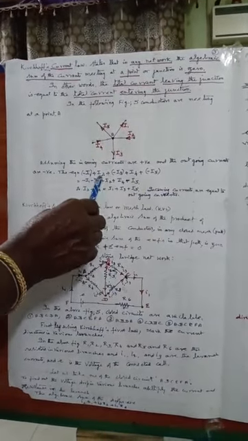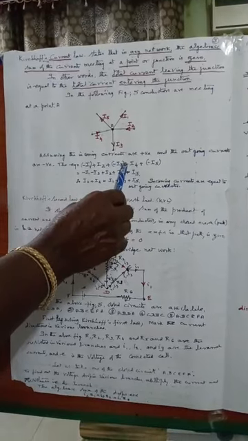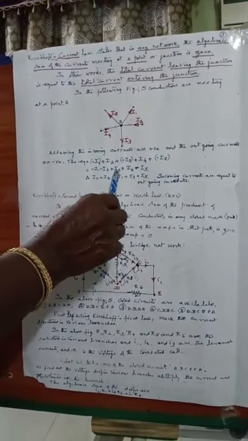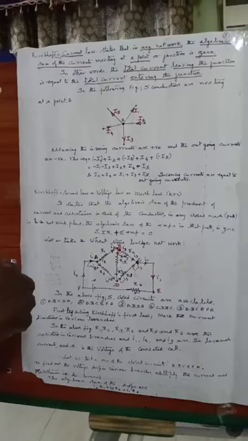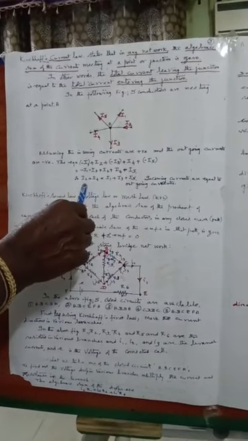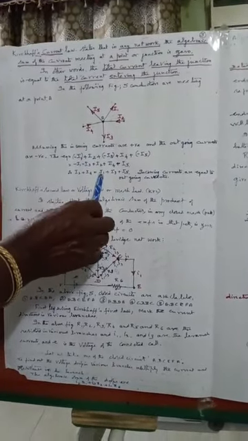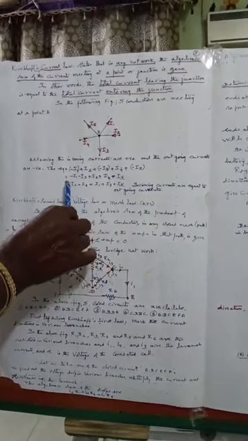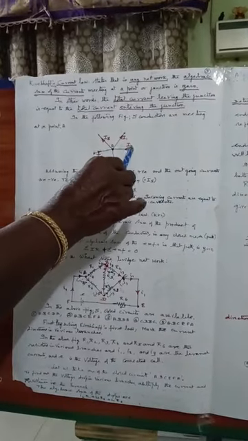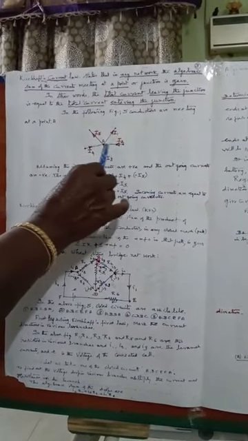So we can write it in algebraic form: minus I1 plus I2 minus I3 plus I4 minus I5 is equal to 0. So I2 plus I4, entering the junction, is equal to I1 plus I3 plus I5, leaving the junction. So this is Kirchhoff's first law. In a particular junction, the current leaving the junction is equal to the current entering the junction.